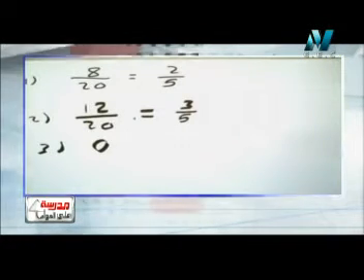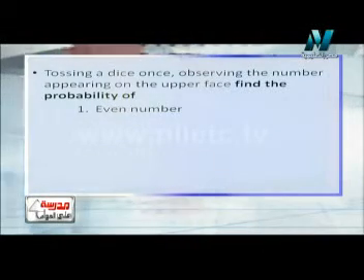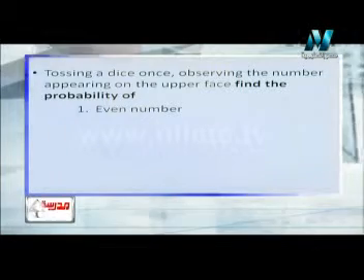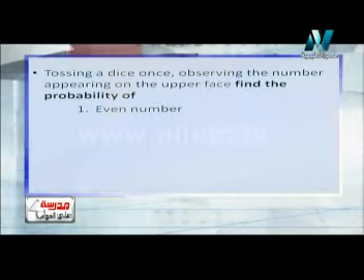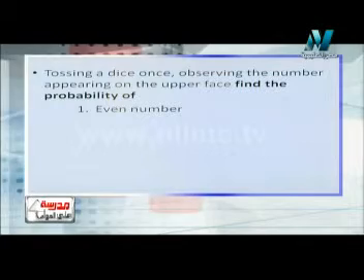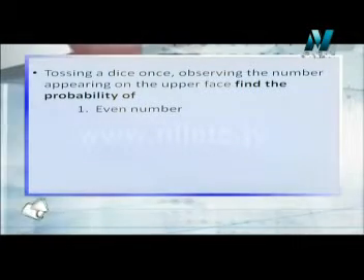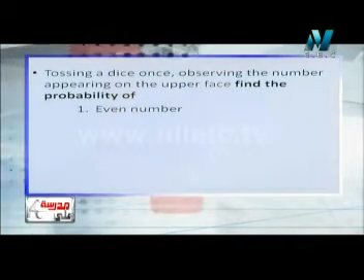Another question on probability. Tossing a die once, observing the number appearing on the upper face, find the probability of: number 1, even number. We said to find the probability of any event, we must have the number of that event over the number of the sample space.